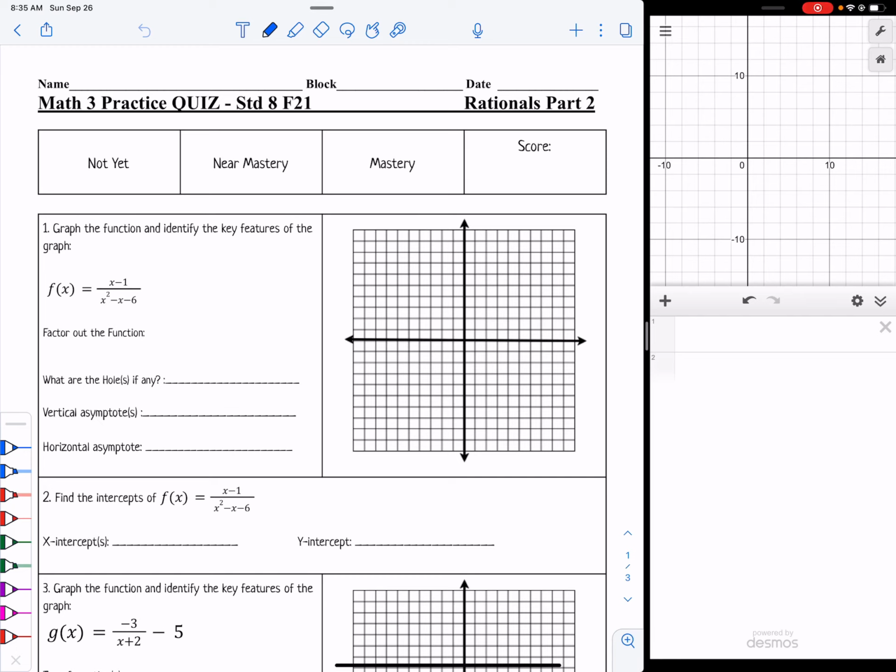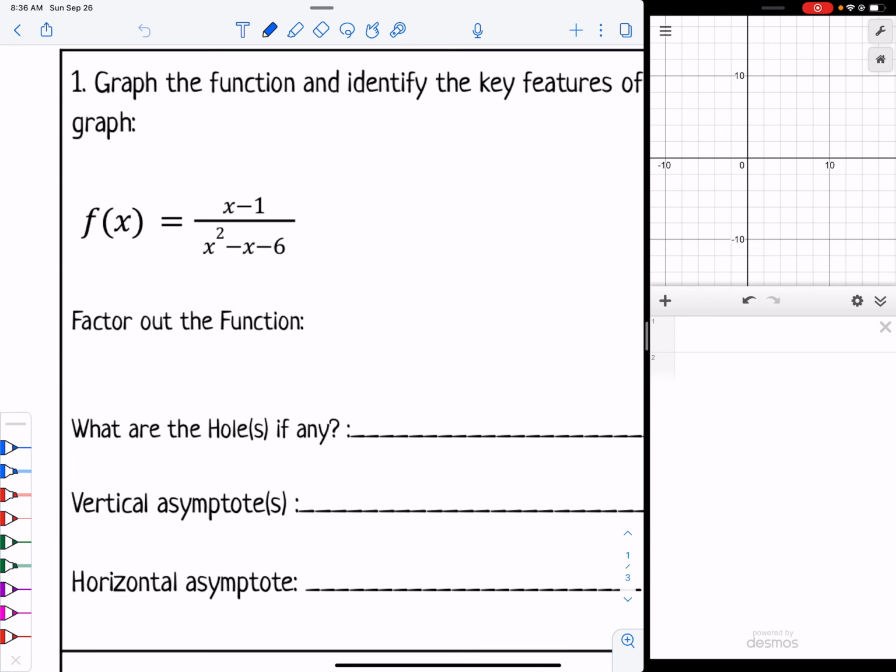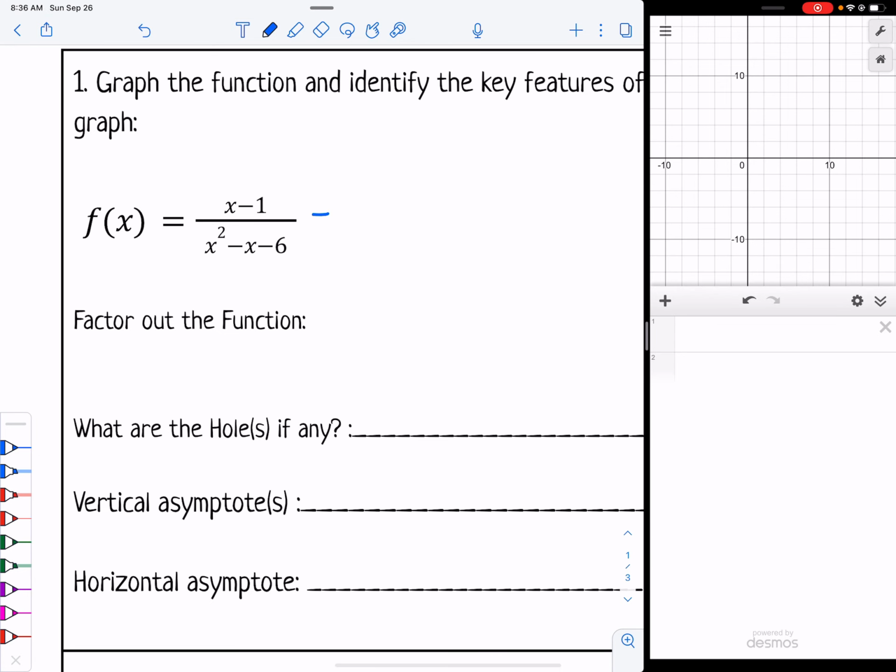Let's take a look at practice quiz number 8. This is our rationals unit, part 2. So number 1 says graph the function and identify the key features of the graph. So what I'm going to do first is factor everything out.